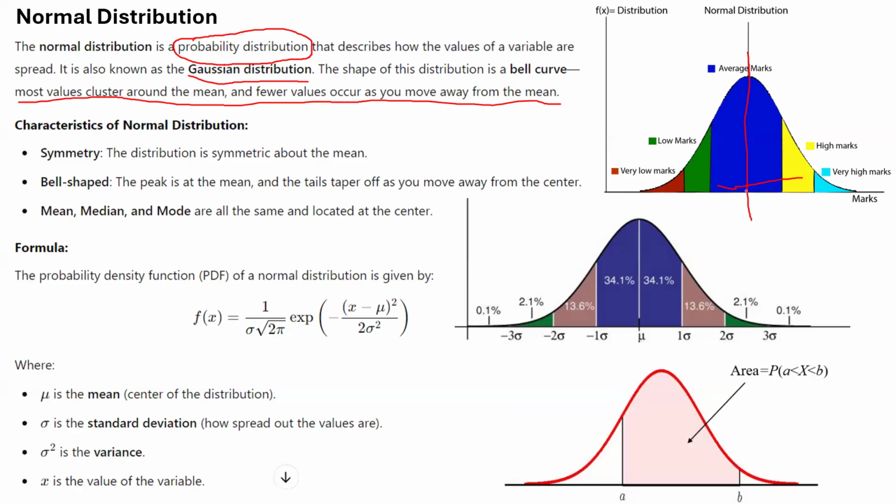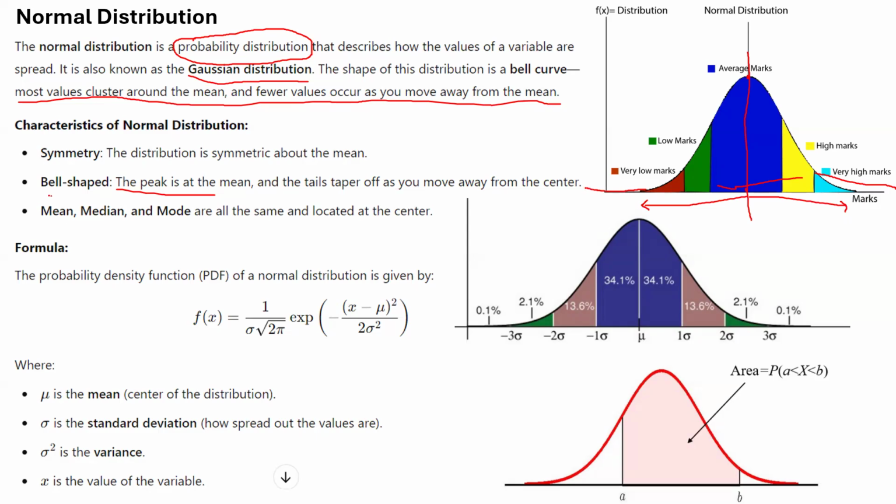So this is the mean. Bell shape: the peak is at the mean, so the highest value of the distribution will be at the mean. And the tails taper off as you move away from the center. When you move away from the mean, the tail comes down close to 0. In a normal distribution, it is never equal to 0. Even when you go to infinity, it will be very small, but it will not touch the axis. That is something you have to understand.